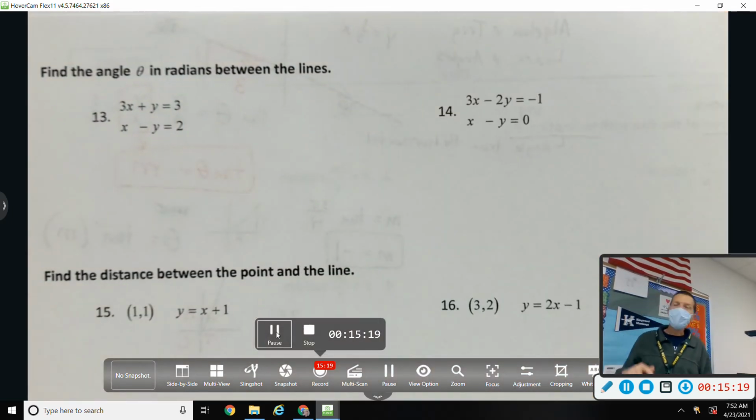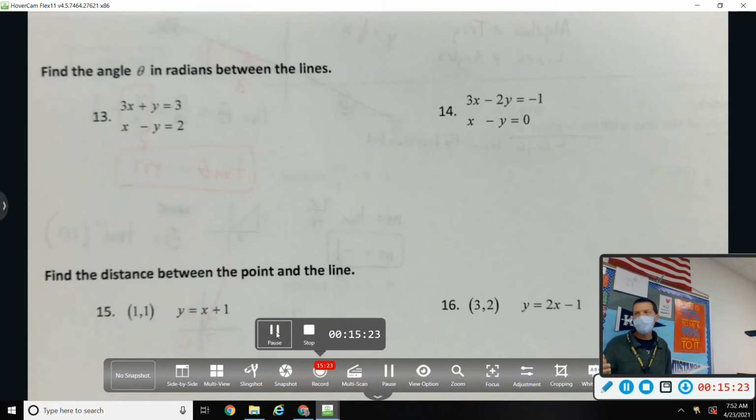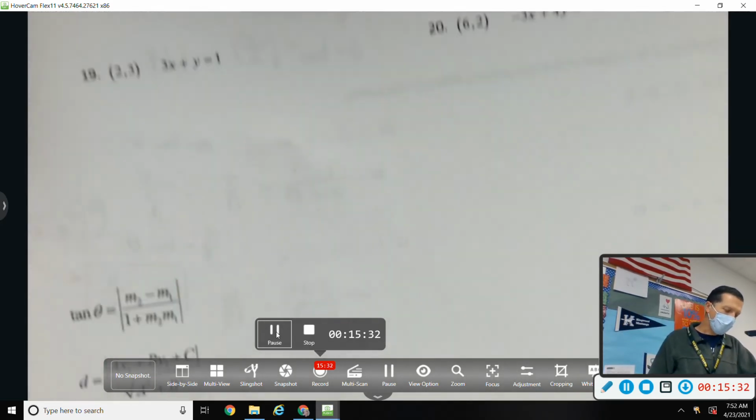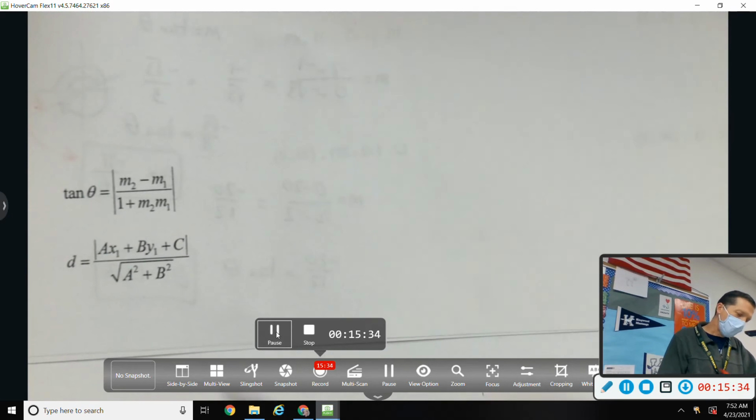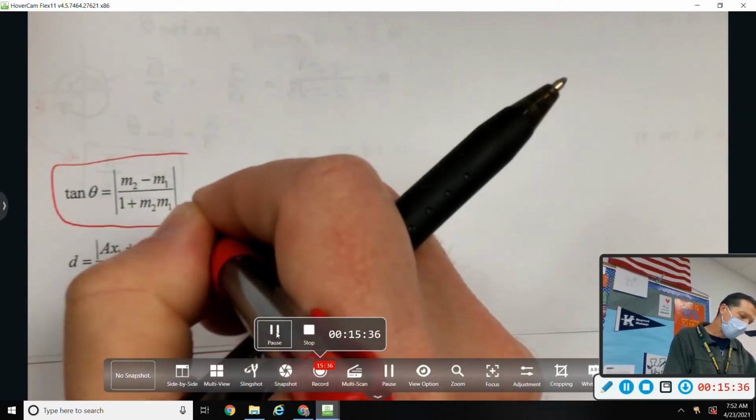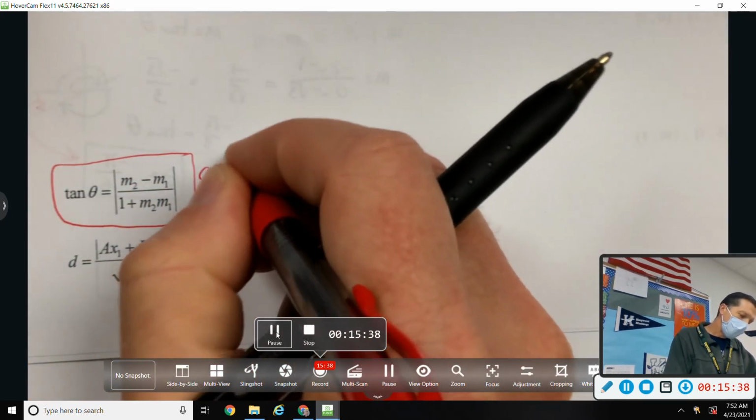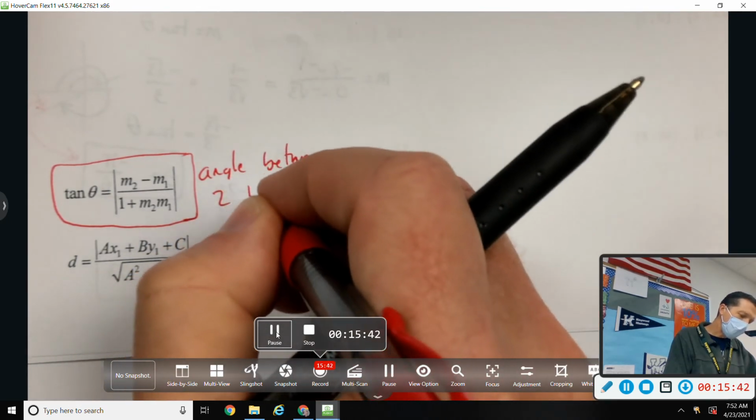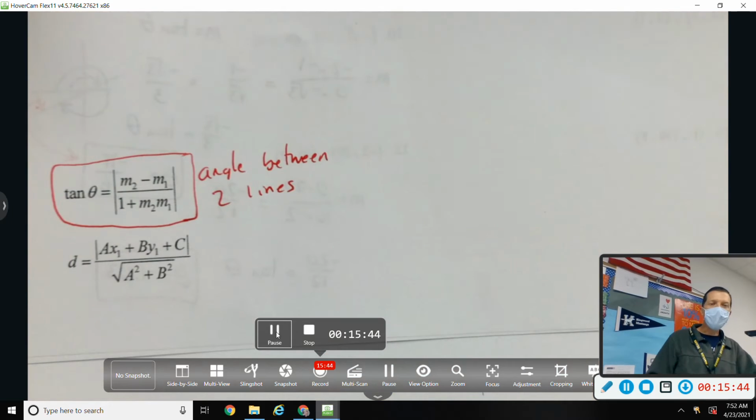Well, there's two ways to do it. You can go the long way and find the angle of each one, and then try to figure out, do I add them or do I subtract them, or how does that work? But if you look down at the bottom, we should have put it at the top. There's the cheat code down there. That's for the angle between two lines. There's another cheat code down there that we'll talk about in a minute.